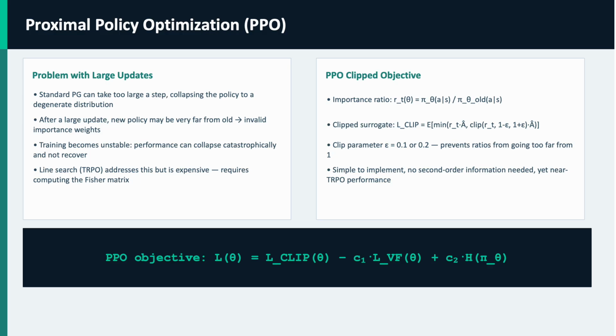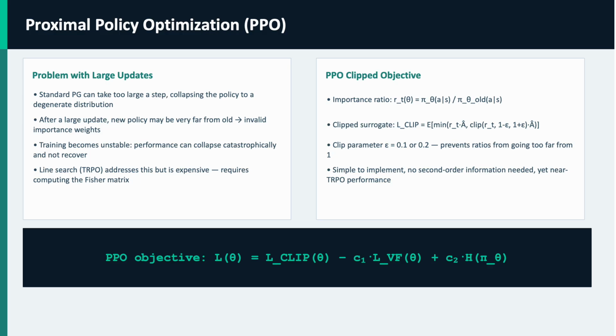If this ratio is close to 1, the policies are similar and the update is valid. The clipped surrogate objective takes the minimum of two quantities: the unclipped advantage weighted ratio and the version where the ratio is clipped to the range 1 minus epsilon to 1 plus epsilon. This clip acts as a trust region. It prevents the objective from incentivizing updates that move the policy too far from the data generating distribution.